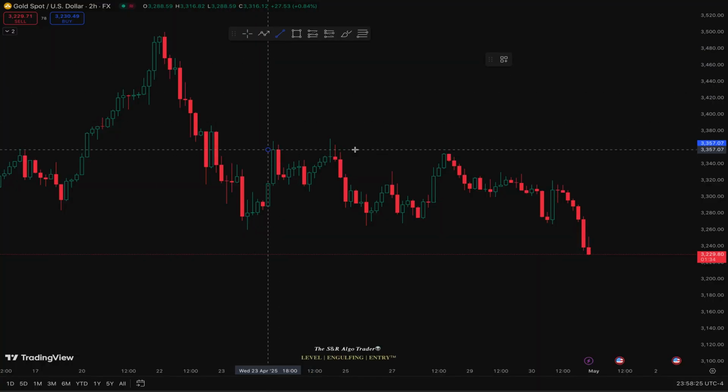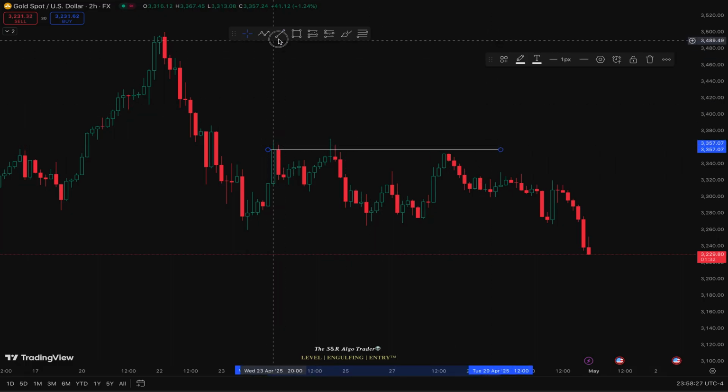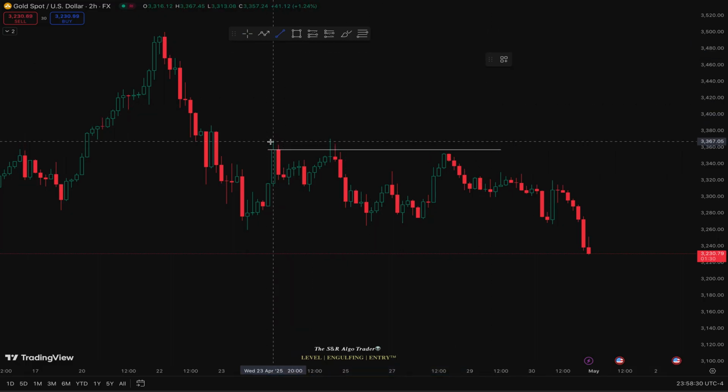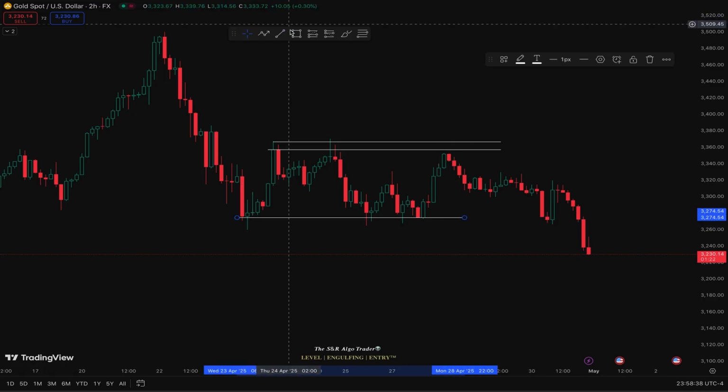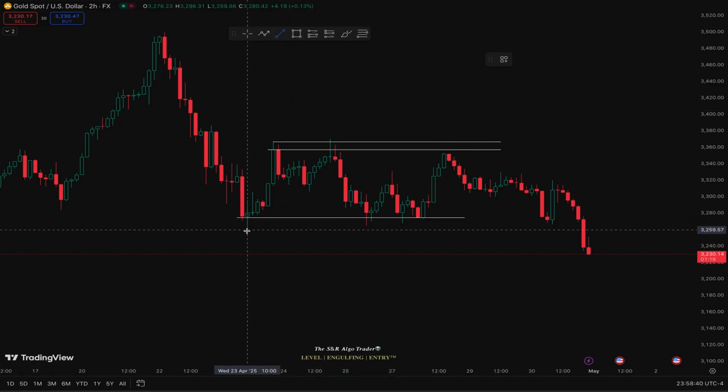Chance possible supply and demand levels. I mark the wicks as well. They are crucial. So this area, demand level. This is the wick.